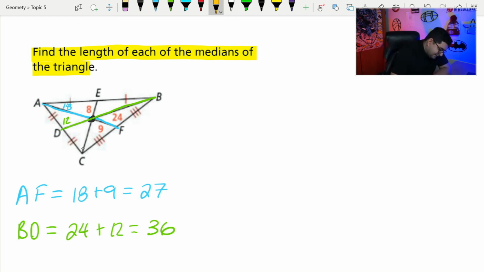Finally, we can look at CE. So I know that CE is going to be 8 plus something. They gave us the shorter side of CE. So if they give me the short side, double it. If they give me the long side, cut it in half. So 8 doubled would be 16. So 8 plus 16 would just be 24. And I found the length of each of these lines.